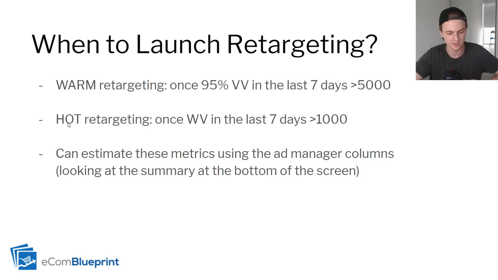Now for hot retargeting, for website retargeting, once you get at least 1,000 website visitors in the last 7 days, that's a good hot audience, and you should start really retargeting that. So this is when I'd recommend launching retargeting: for warm, once you have over 5,000 95% video viewers, and for hot, once you have 1,000 or more website visitors. You can estimate these metrics using the ad manager columns. You can just go to your lifetime stats and look at how many 95% video viewers you have and how many website visitors you have. Based on that, you can decide when you should launch your retargeting.